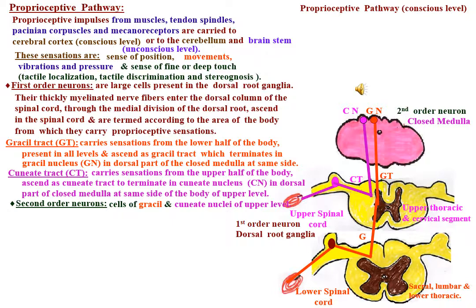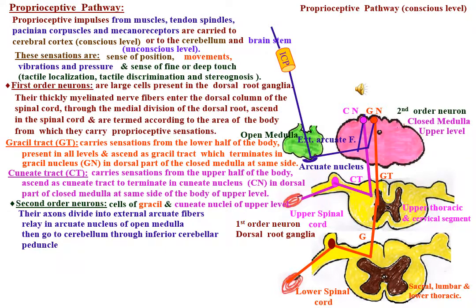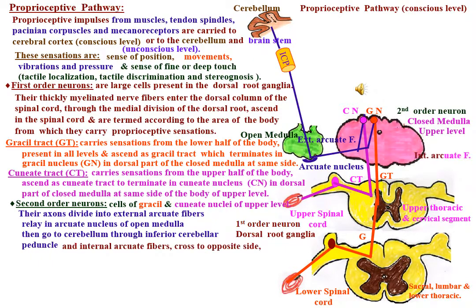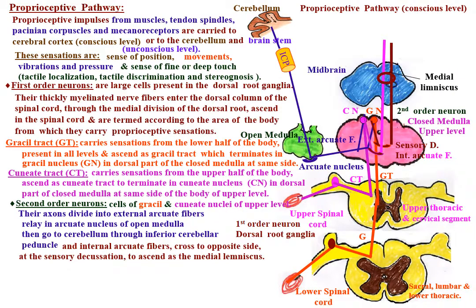Their axons divide into external arcuate fibers, which relay in the arcuate nucleus in the anterior part of the open medulla close to the pyramids, then go to the cerebellum through the inferior cerebellar peduncle, and internal arcuate fibers, which cross to the opposite side at the sensory decussation and ascend as the medial lemniscus. Termination occurs in the posterolateral ventral nucleus of the thalamus, which contains the third order neurons.